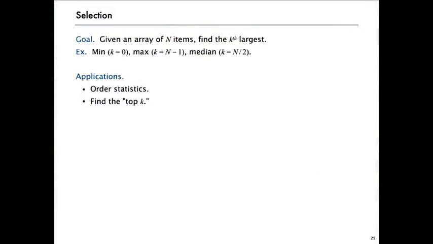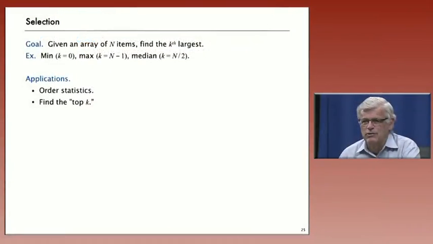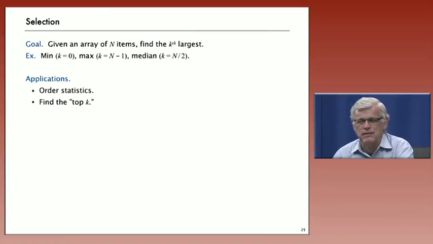Now we'll look at a problem that's related to sorting called selection, that's also well solved by quicksort partitioning. This is a simpler problem. We're given an array of n items that are ordered, and our task is to find the kth largest. There's lots of important applications for this. So, like if we wanted to find the minimum item, that's k equals 0, or the maximum item, that's k equals n minus 1, or the median, that's k equals n over 2.